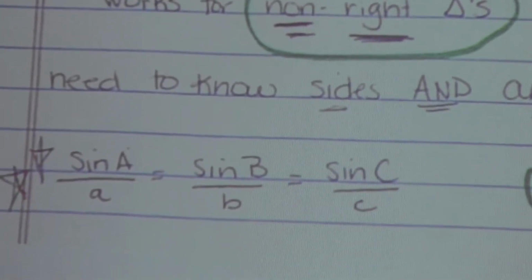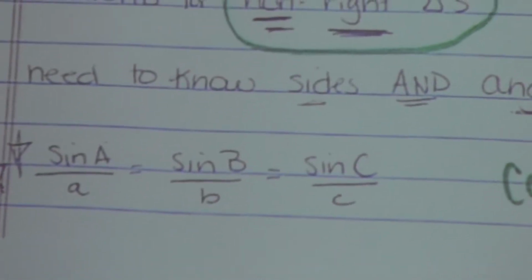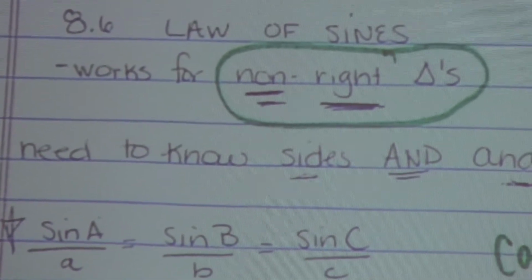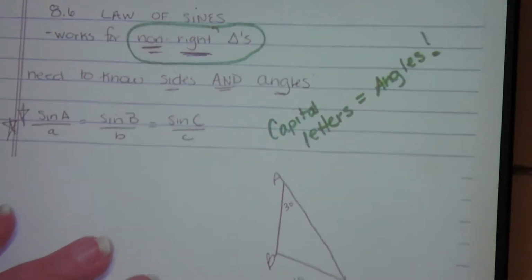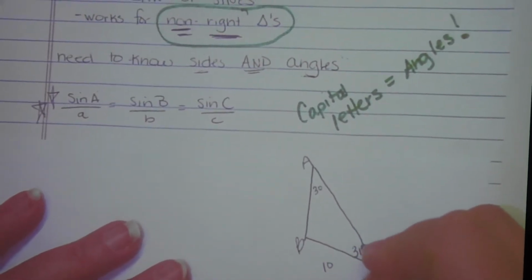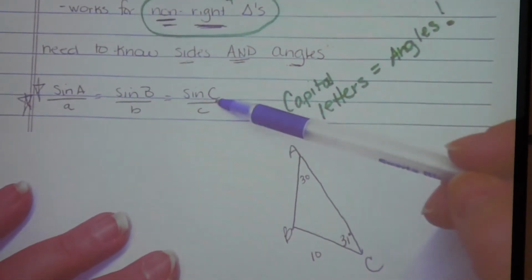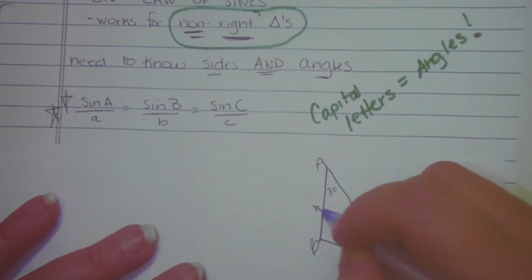So you're saying if I know the sine of angle A and side A, I could set that equal to B or C. Right. So if this was a triangle ABC, and let's say this angle was 30 degrees and this side was 10, and we knew that this angle was 31 degrees, we could set up part of this equation to solve and find out what this side was over here.